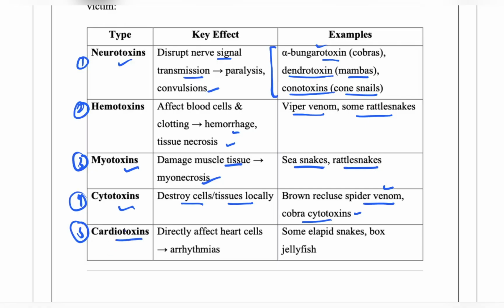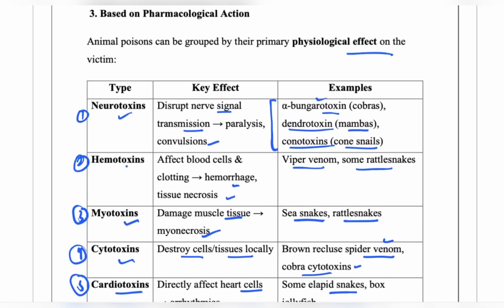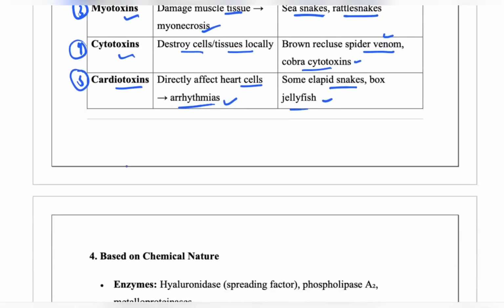Then cardiotoxin, that means it is directly going to affect heart cells. Arrhythmia is there, the beating of the heart will rapidly change. So some elapid snakes and box jellyfish have poison which has a cardiotoxic effect. So these are the major types of the pharmacological action of the poisons.